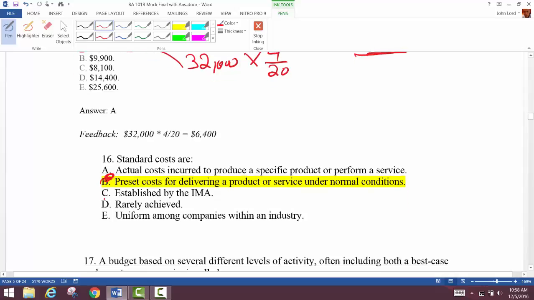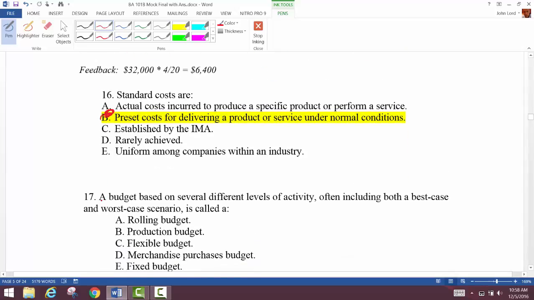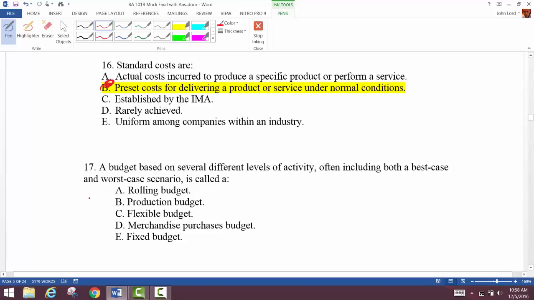Okay, but if they want to insist, then that's the answer to that question if they say so. Okay, a budget based on several different levels of activity, often including both a best case and worst case scenario, is a flexible budget. I don't know that it's best case and worst case scenario. I don't know where that comes from.